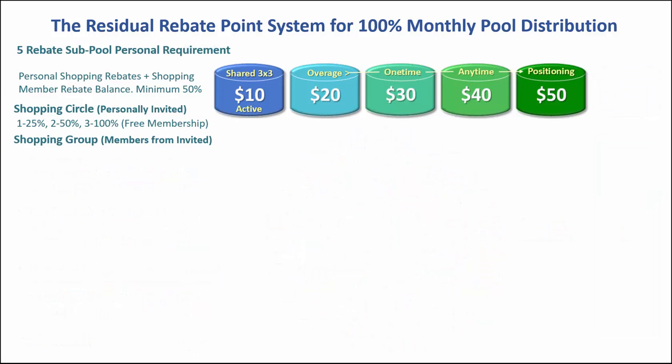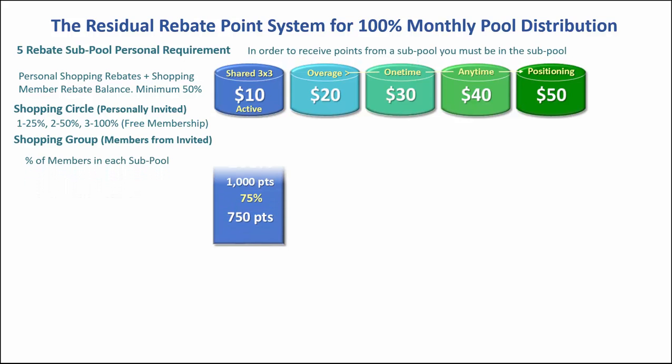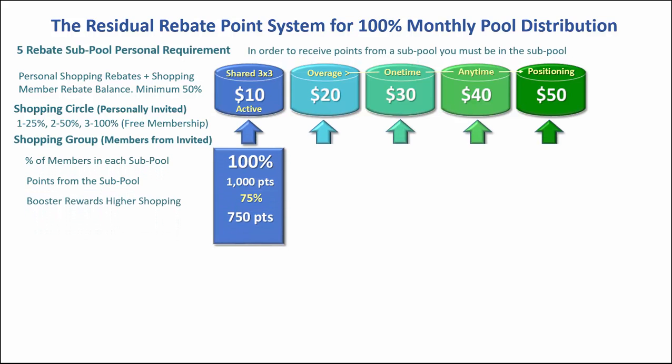First of all, the rule is, in order to receive points from a subpool, you must be in the subpool. So for example, if you had only done $10 worth of rebates, you could only receive rebates from your $10 subpool. On each of these subpools, we're going to make up an example and give you 4 factors needed to calculate the rebate distribution.